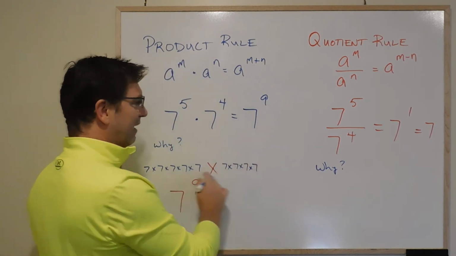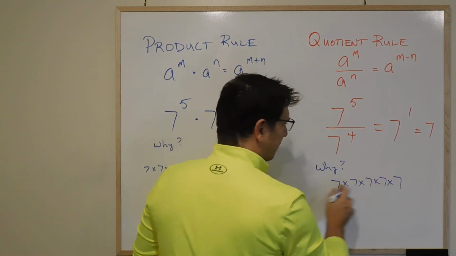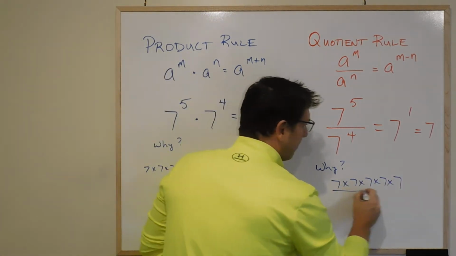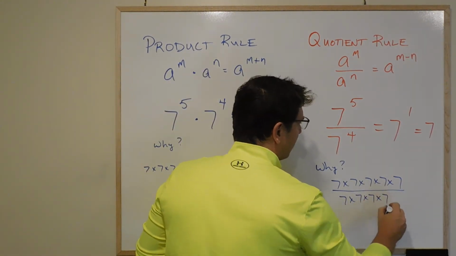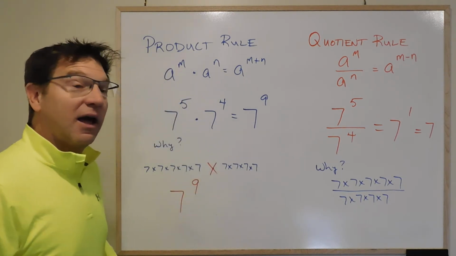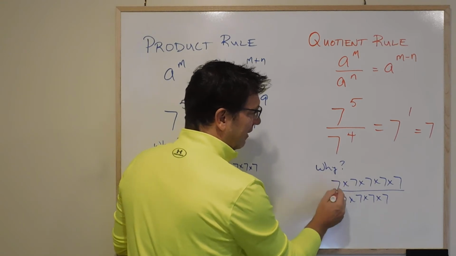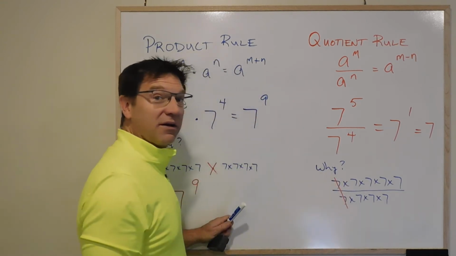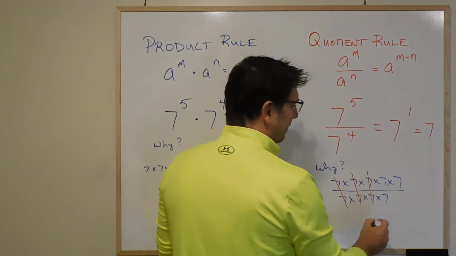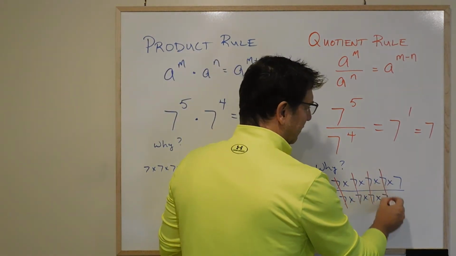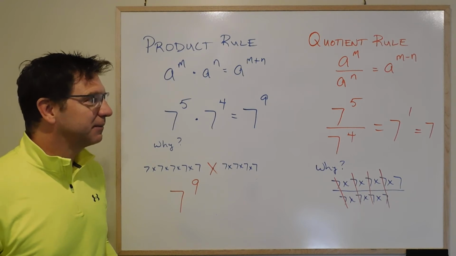Well, it works 7 to the 5. We've gone over this. It's 7 times 7 times 7 times 7 times 7, 5 times, divided by 7 times 7 times 7 times 7, 4 times, okay? And if we get out our red, well, this is division. 7 divided by 7, that's just 1. 7 divided by 7 is 1. 7 divided by 7 is 1. And 1, we're left with a single 7.